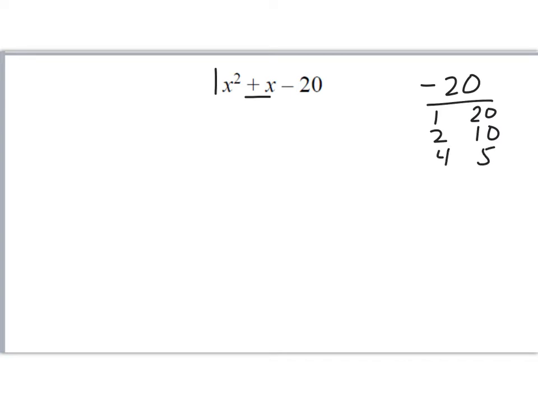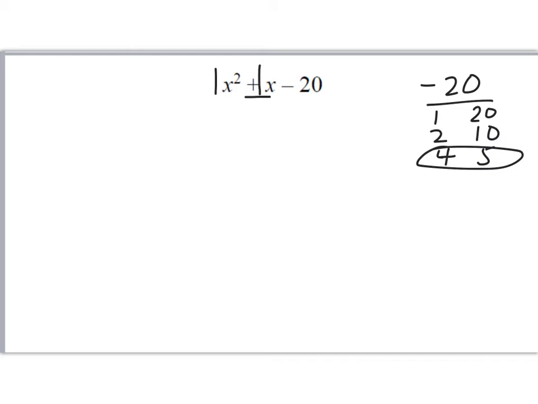Oh, that's it. And this time, since one's going to be positive and one's going to be negative, I'm looking for two numbers that would subtract to get 1x. Well, that's this right here. But when you subtract them, it's going to be a positive 1x. So which one of those has to be positive?